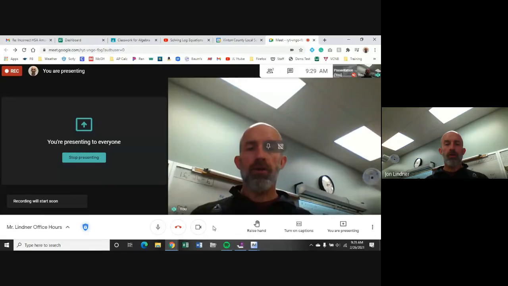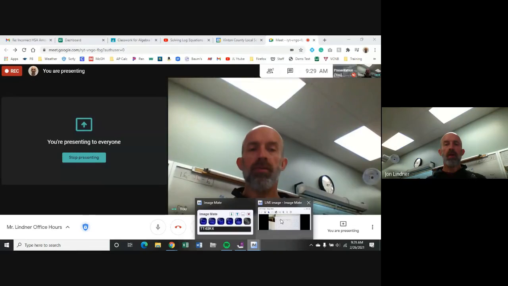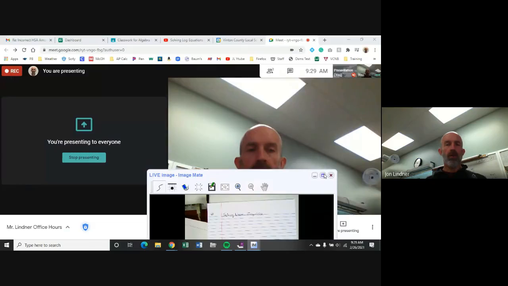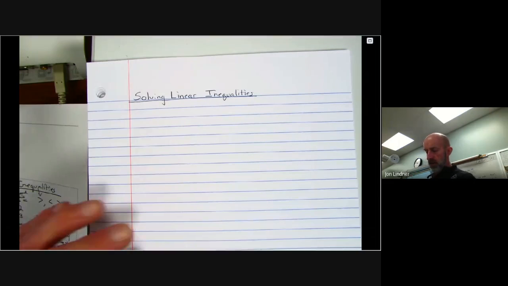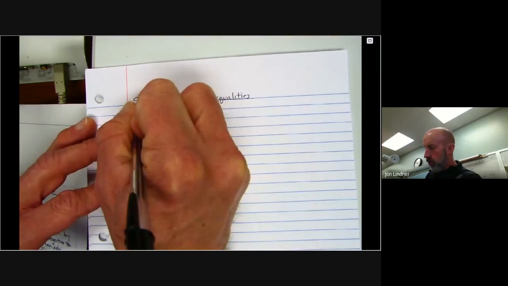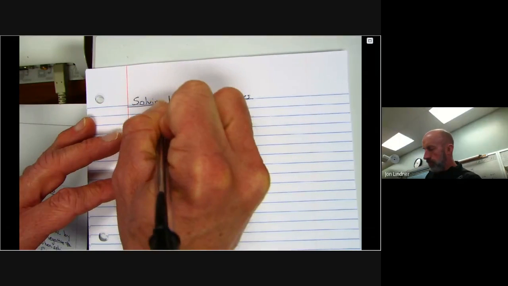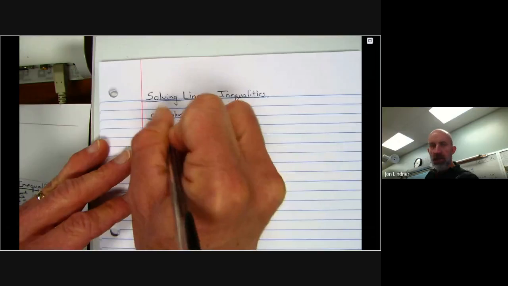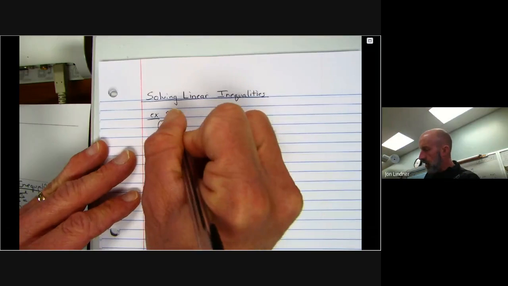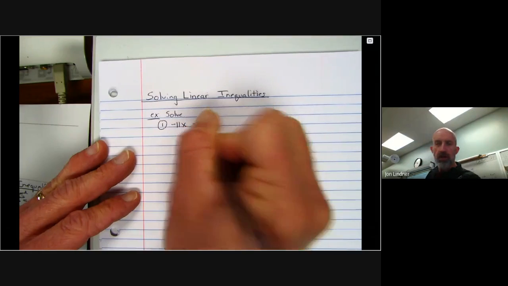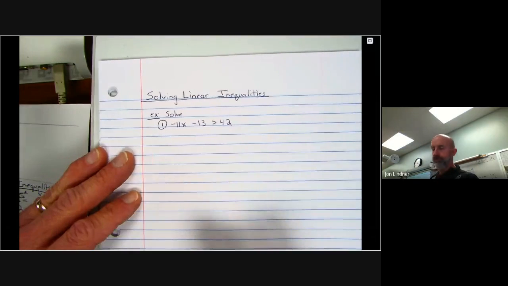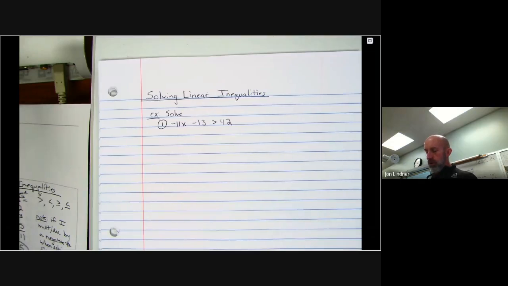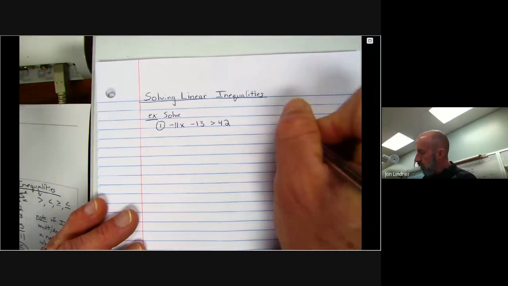We're going to learn how to solve linear inequalities. And the good news about solving linear inequalities is it's just like solving a linear equation. There's just one little rule we have to follow, which I will give you. If I'm asked to solve a linear inequality like negative 11x minus 13 is greater than 42, all I have to do is solve it like a regular linear equation with one rule.